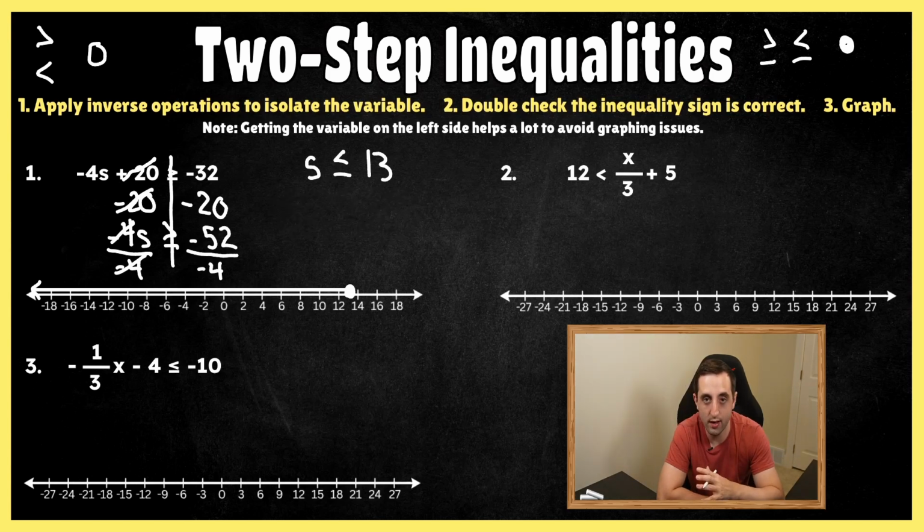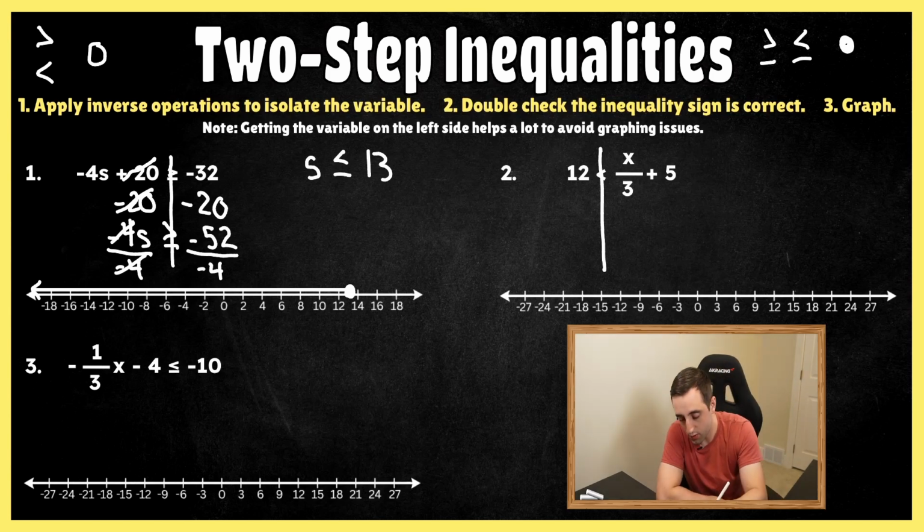So now with that explanation done for number 1, number 2 and 3 will go a little bit quicker. So let's go ahead and dive into number 2. So we'll draw a line separating the left and the right side. Again, we want to get x isolated or by itself. So let's get rid of the number that doesn't have the variable. In this case, it's the plus 5. So we want to subtract 5 on both sides.